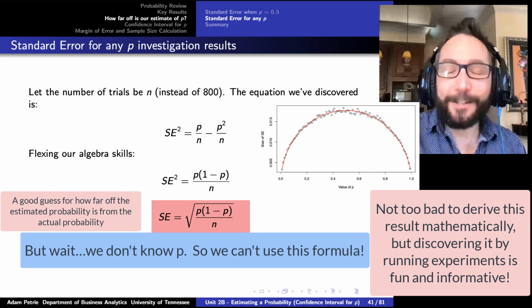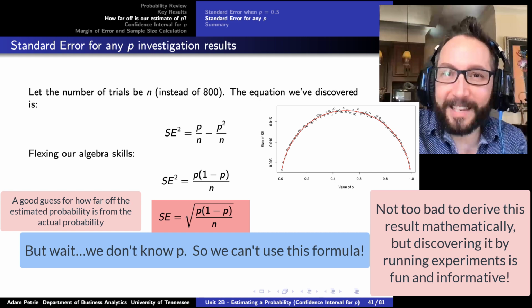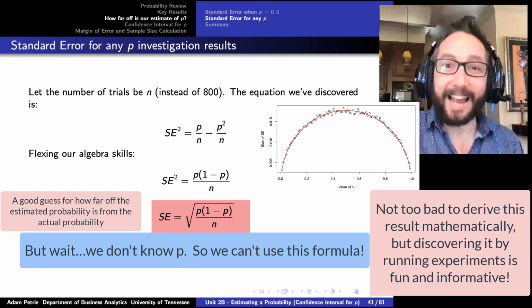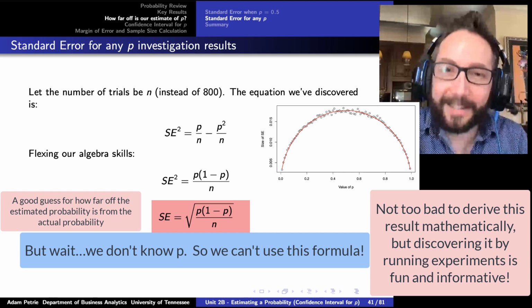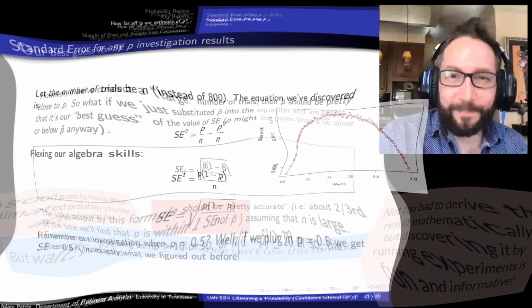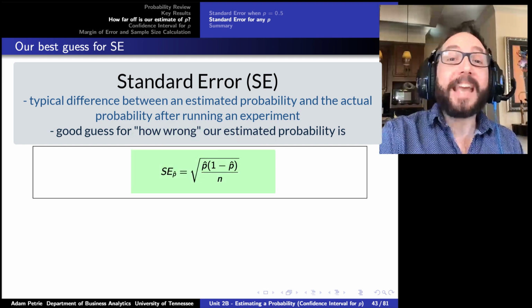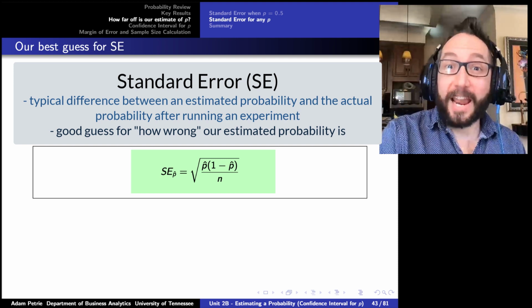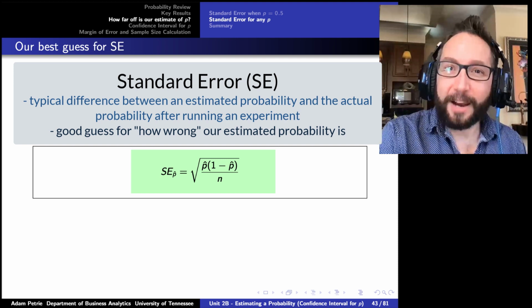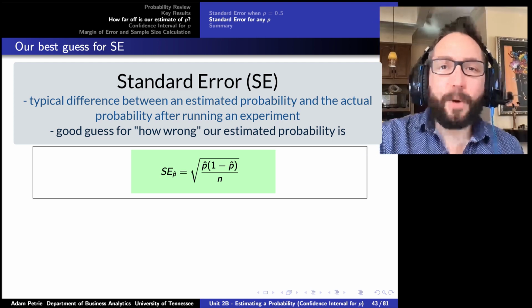Now, this formula does leave us a bit yearning because it involves the true value of p, but that's exactly what we're trying to estimate. So we can't really use it immediately, but there's a quick workaround. Instead of plugging in p, which is what we're trying to guess, we just plug in p hat to this equation, and that's what we're going to have as the standard error of our p hat, the standard error of our estimated probability.